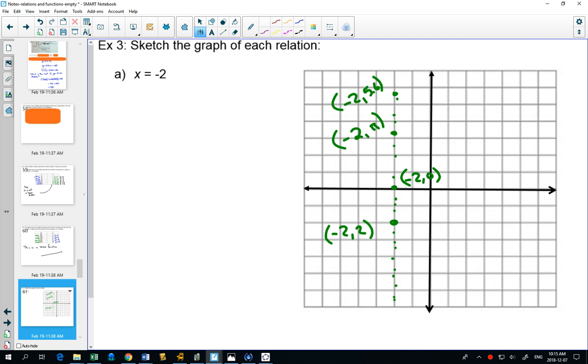And so we graph the equation of x equals -2 by drawing a straight line, or attempt to draw it straight. And we can label it x equals -2. Vertical lines will always be x equals something. Is that a function? No. Vertical lines are not functions.